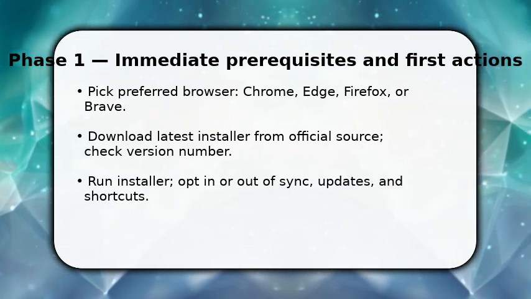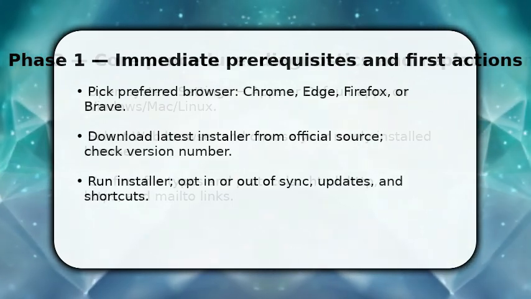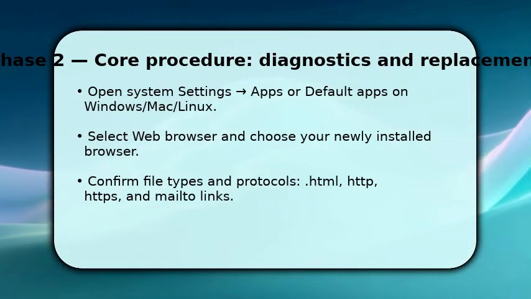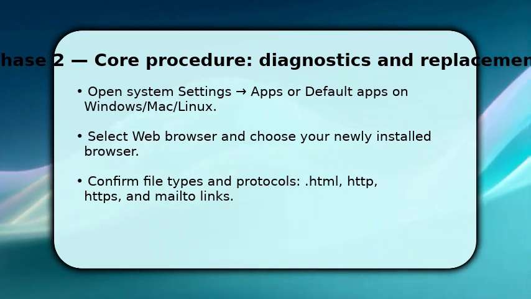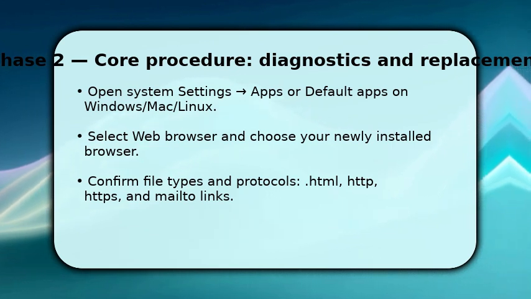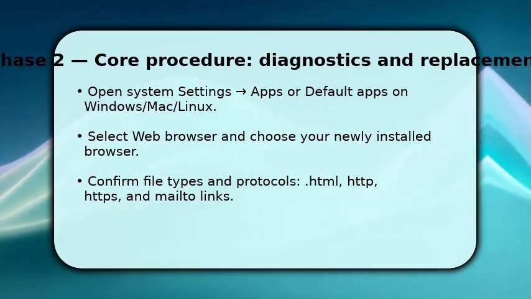Now you change the system default so links open where you want them. On Windows, go to Settings, Apps, Default Apps, then pick Web Browser. On macOS, open System Settings, go to Desktop and Dock or Default Browser and select your new browser.